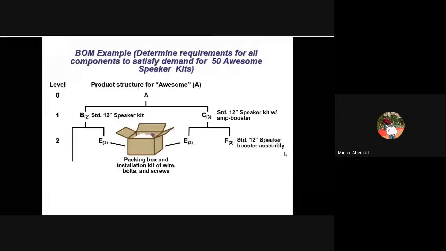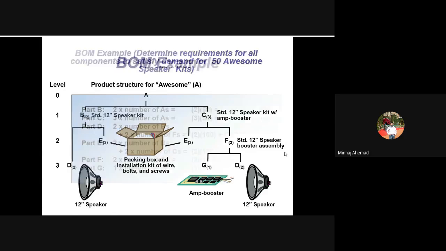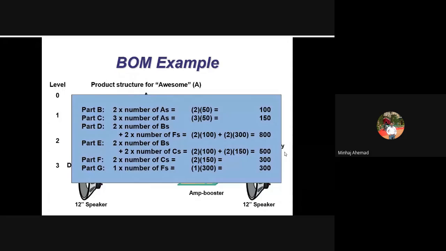This is another example of a bill of material of various components. This is how we can calculate the various parts and their number of assemblies. So in this fashion, the bill of material will be generated.